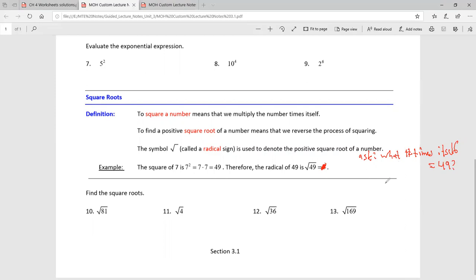So initially what a lot of people have to do is just be systematic, and they'll say, okay, well, 2 times 2 is 4. So that's not it. 3 times 3 is 9. That's not it. 4 times 4 is 16. That's not it. 5 times 5 is 25. That's not it. 6 times 6 is 36. That's not it. 7 times 7 is 49. Oop, there it is. So we know that the square root of 49 is 7 because 7 squared, or 7 times itself, is 49.